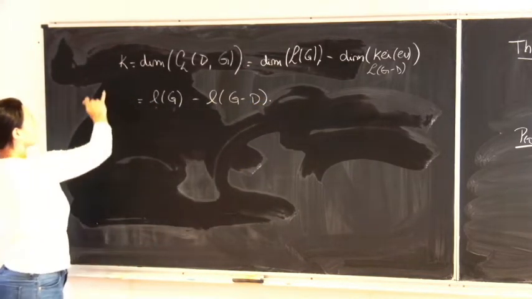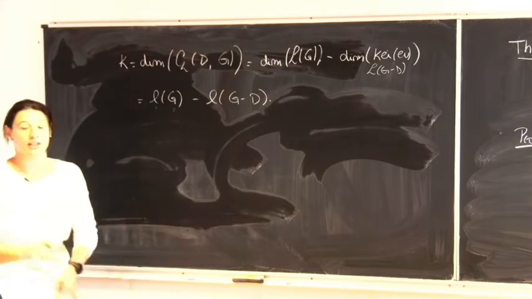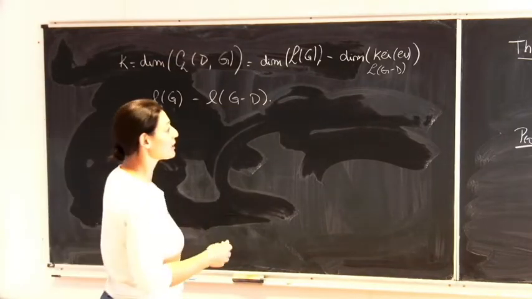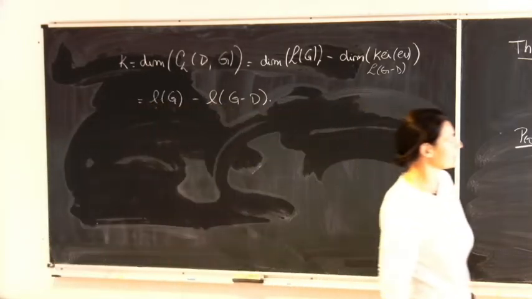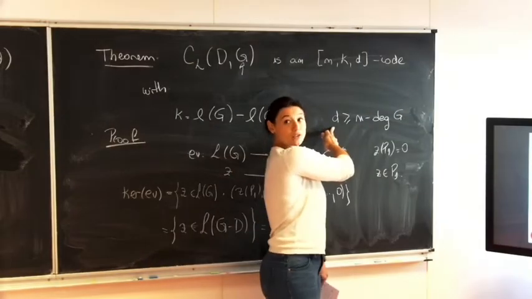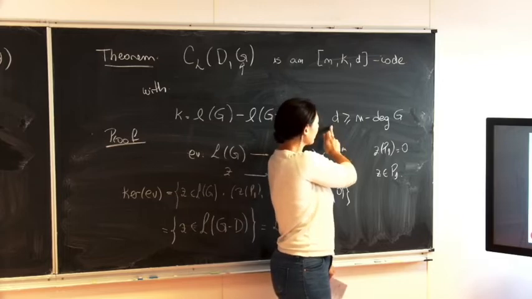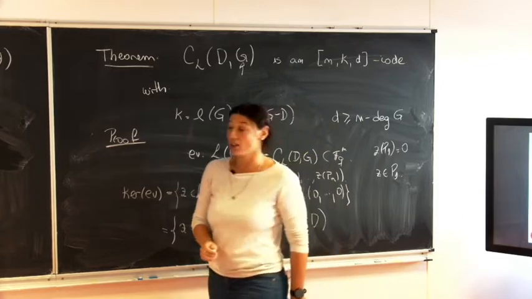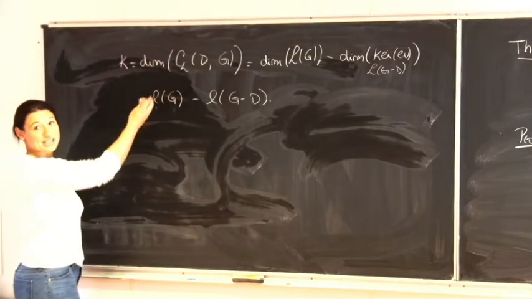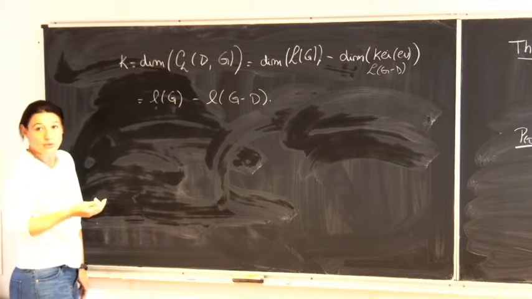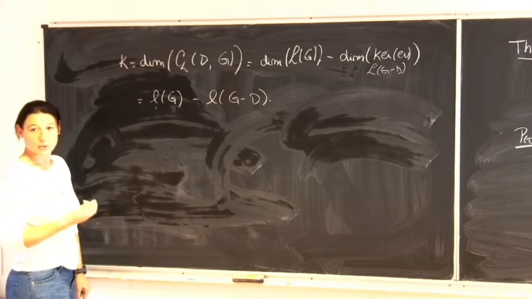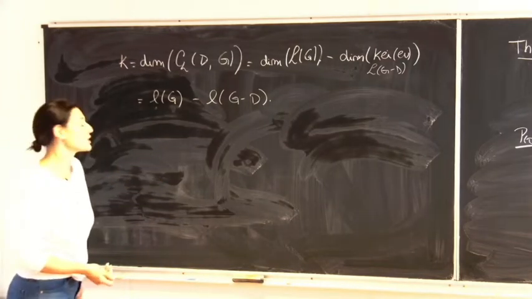So we have our statement for the dimension of the code. Now we want to see that the minimum distance of the code is bigger or equal than n minus the degree of G. So we are going to assume that we have something non-zero inside the code, because if we have only the 0, then we don't care. We don't have a minimum distance there.